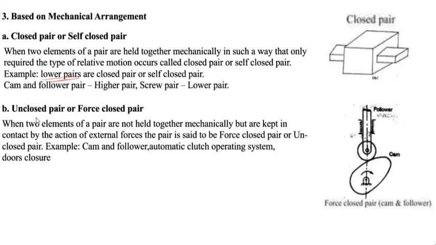Okay. Unclosed pair or forced closed pair. We see closed pair or self-closed pair is permanent contact. This is forceful contact. Unclosed pair or forced closed pair: when two elements of a pair are not held together mechanically but are kept in contact by the action of external forces, the pair is said to be forced closed pair or unclosed pair. Example, cam and follower, automatic clutch operating systems, door closure.